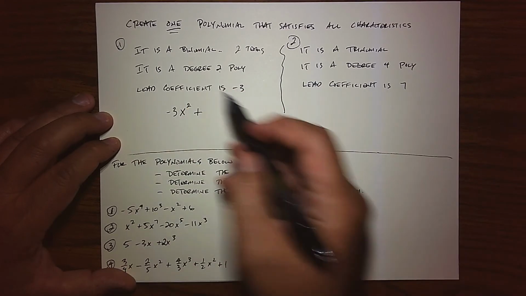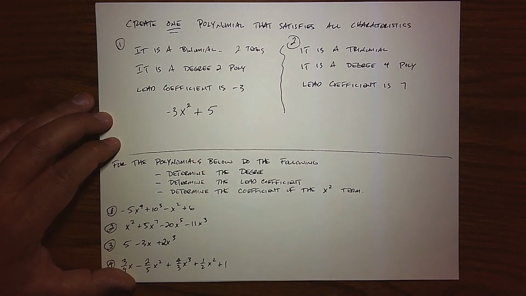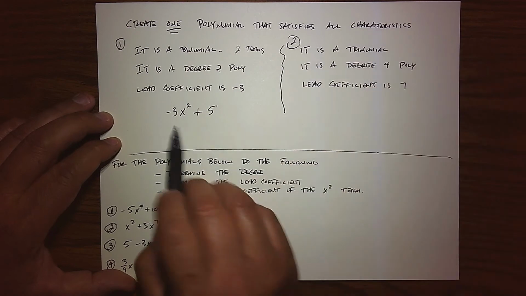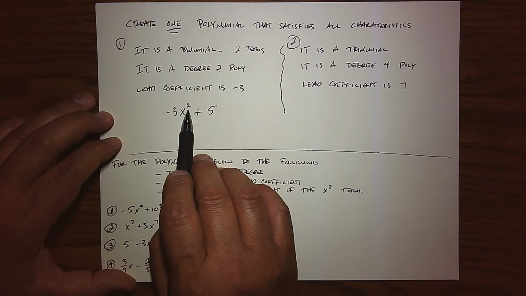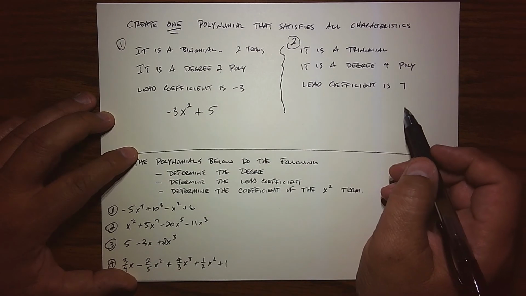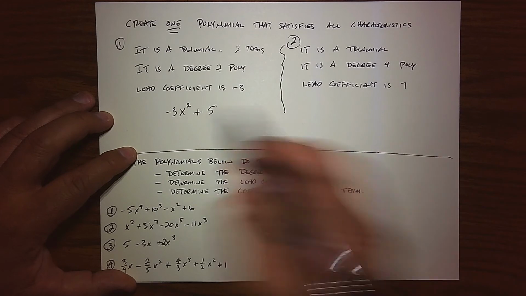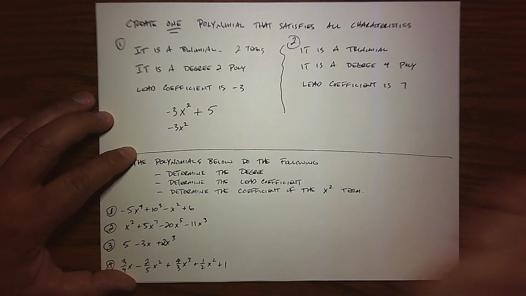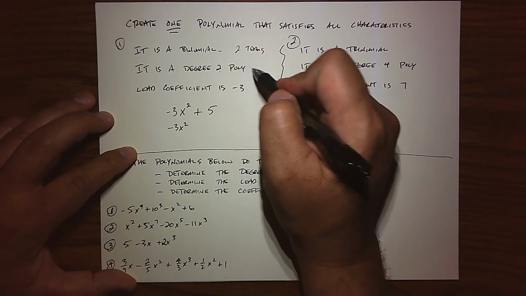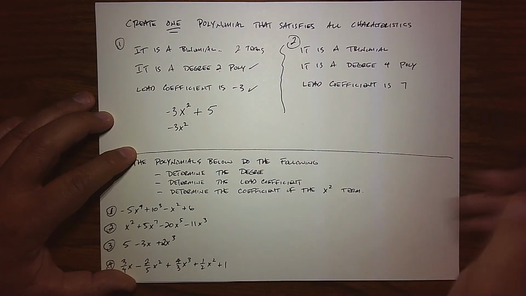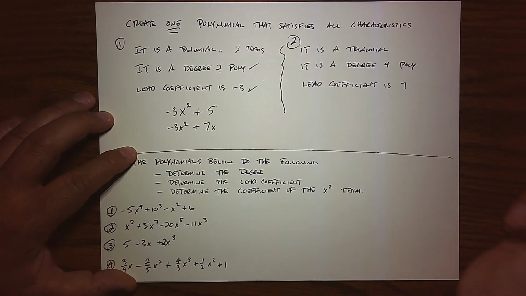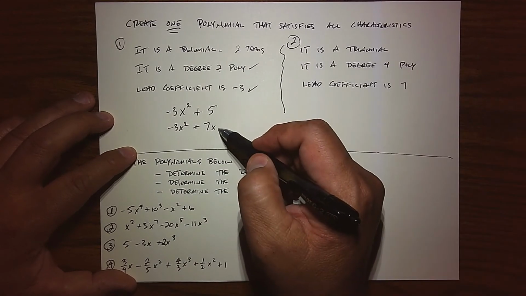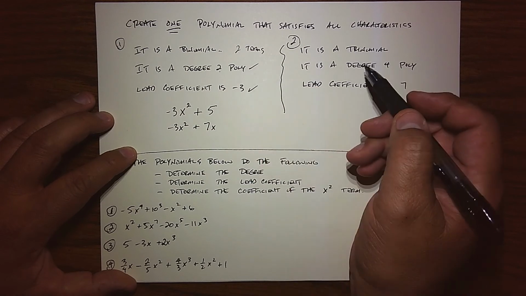And so putting this in ascending order, perhaps I just use 5 as my second term. I've just created a binomial, two terms, of a degree 2 polynomial with the leading coefficient of -3. There's actually an infinite number of examples. The one thing that's fixed is the first term, because we're degree 2 and the leading coefficient is -3. But if I wanted to, I could have had something like 7x. That's another example of a degree 2 polynomial with a leading coefficient of -3.